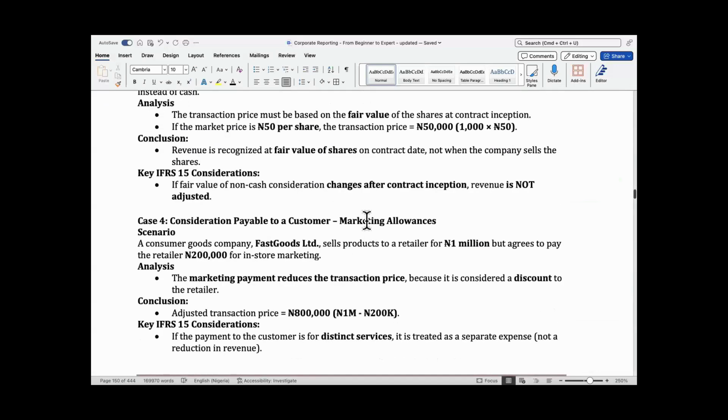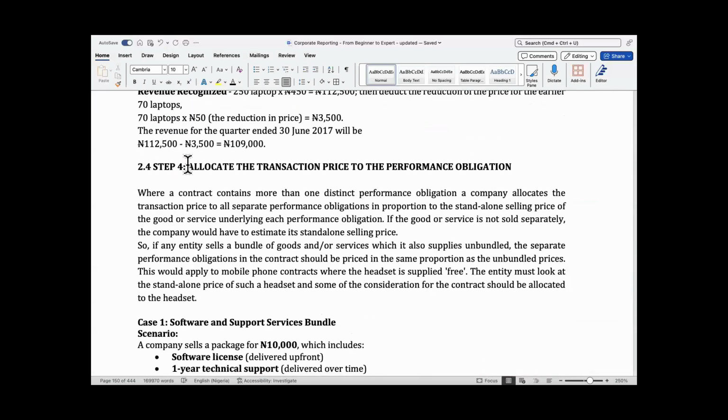And step 4 talks about allocation of transaction price to performance obligations. Remember, I told you that a contract can contain more than one distinct performance obligation, especially when you have an entity that is rendering a bundle of services. If an organization is rendering a bundle of services, meaning they are offering many services, that's what I mean by a bundle of services. They are rendering many services and it's there in the contract.